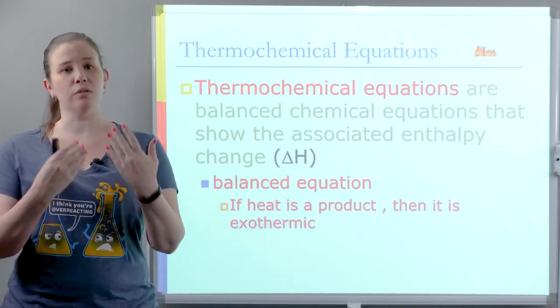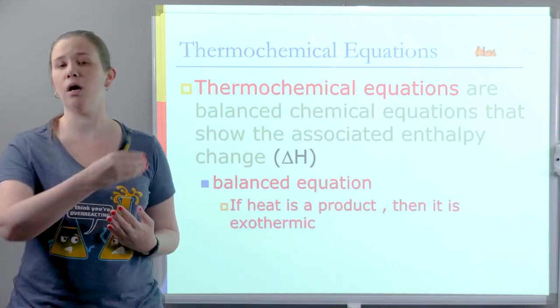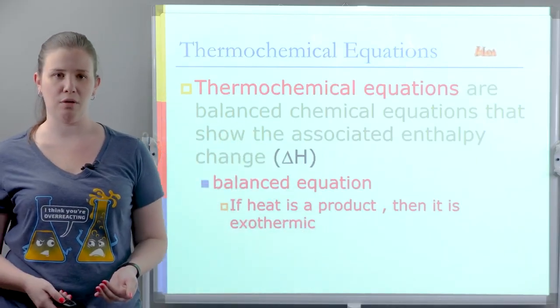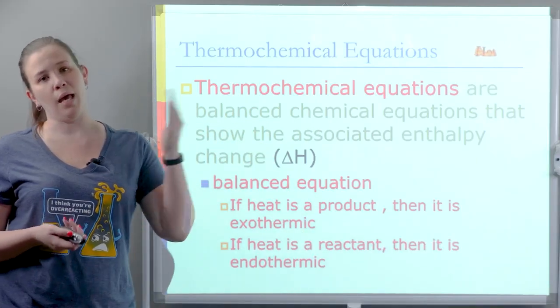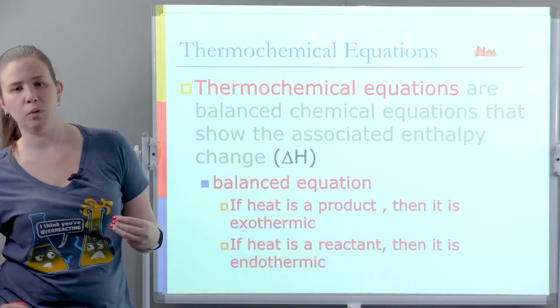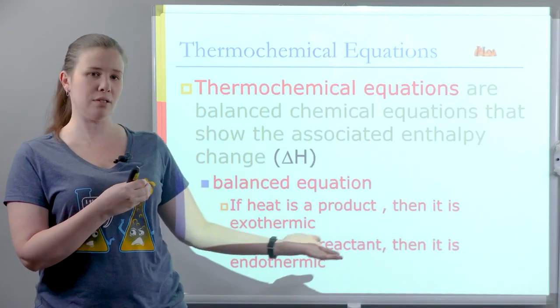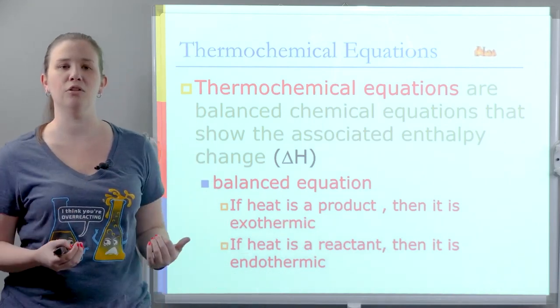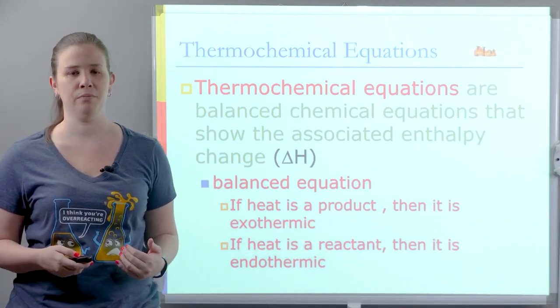So if the heat is released, that would make heat a product, and we would literally write it on the product side, indicating an exothermic reaction. Whereas if heat is a reactant, that would indicate it needs to be put into the system in order to facilitate the reaction, making it endothermic. We would write that heat energy on the reactant's side.